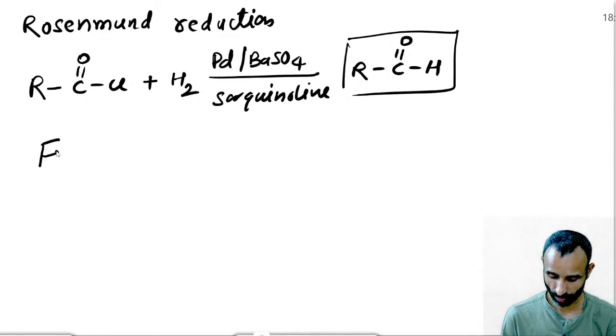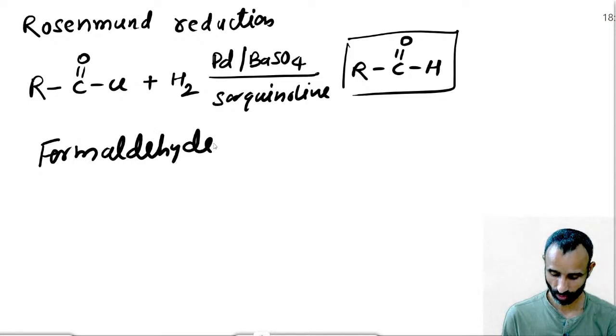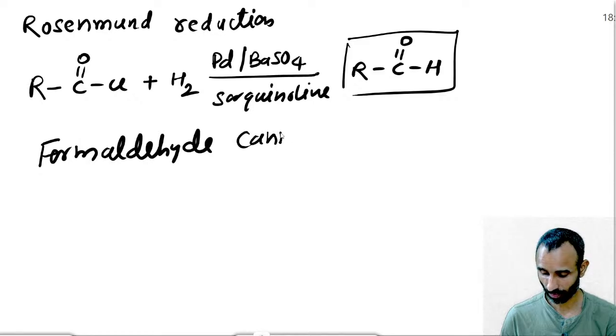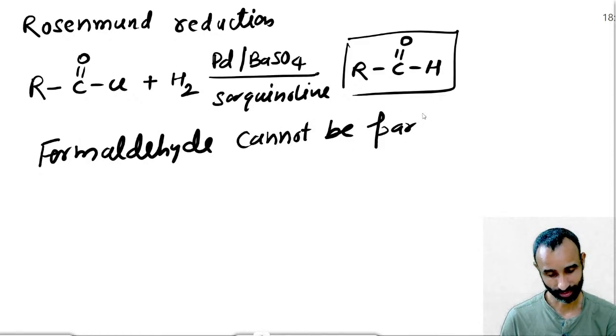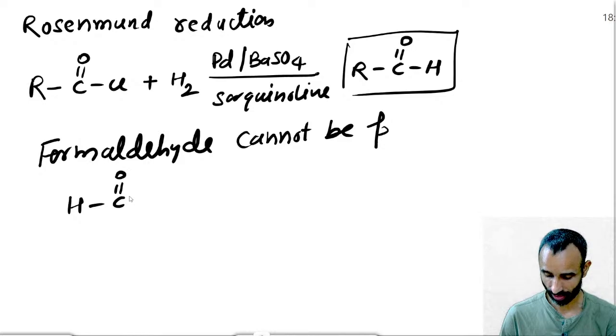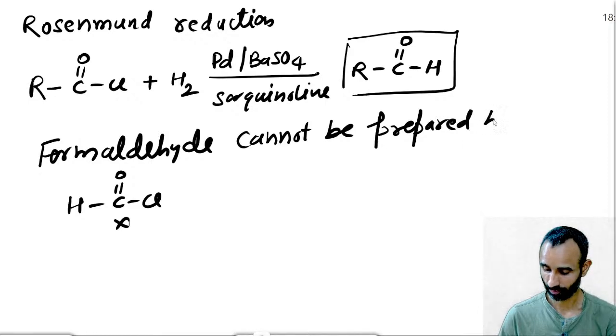What is its limitation? Formaldehyde cannot be prepared by this method. This is a method to prepare aldehydes, but formaldehyde cannot be prepared. The reason is that formyl chloride is highly unstable, so we cannot use it. That's why formaldehyde cannot be prepared by this method.